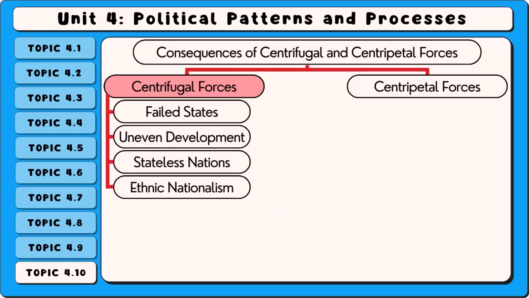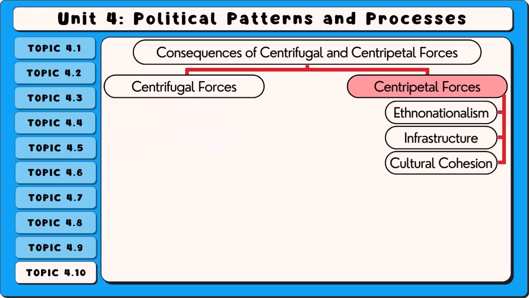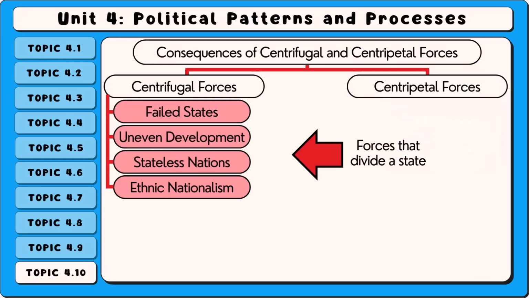First, we'll explore 4 consequences of centrifugal forces, including failed states, uneven development, stateless nations, and ethnic nationalist movements. Then we'll explore 3 consequences of centripetal forces, including ethno-nationalism, more equitable infrastructure development, and increased cultural cohesion. Let's start with the consequences and outcomes of centrifugal forces, which are the forces that would divide a state.